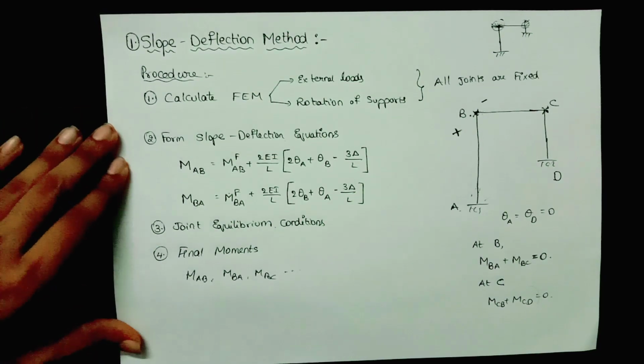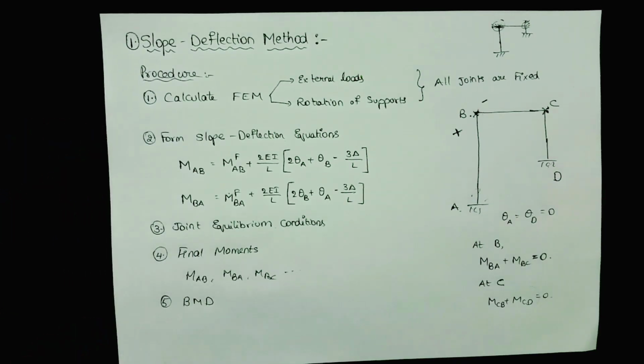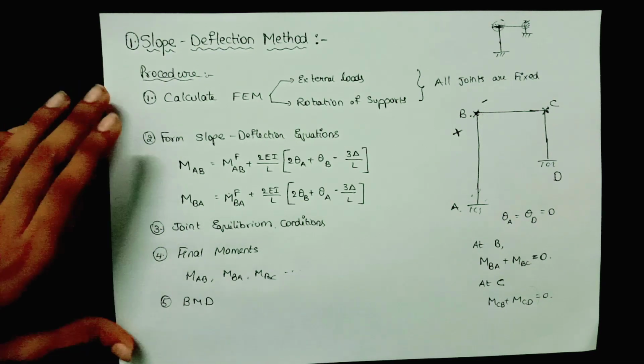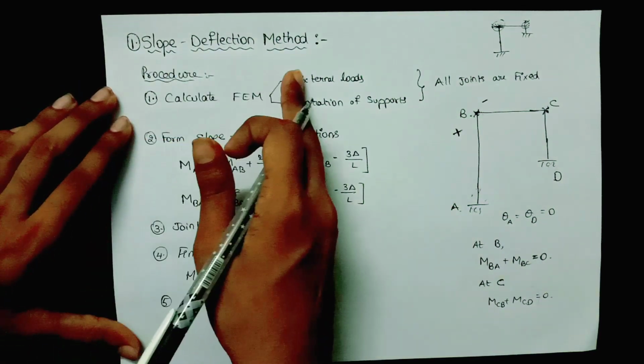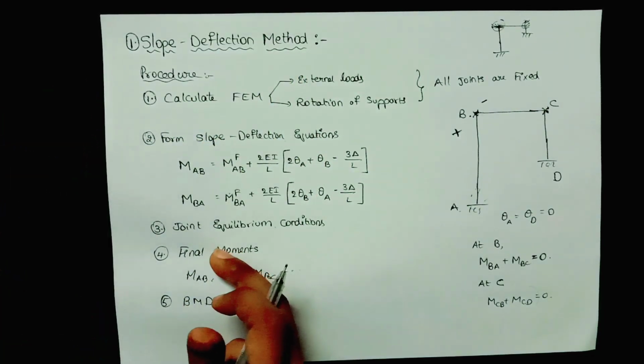The next step is drawing the bending moment diagram. After obtaining the moment values, based on those moments we will draw the bending moment diagram for the given frame. So these are the 5 steps involved in the slope deflection method. I will explain each and every step clearly while solving the problems.